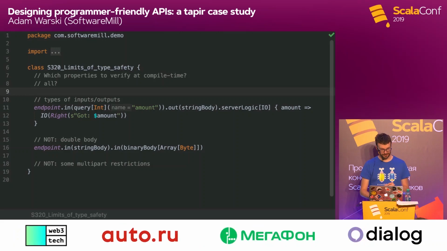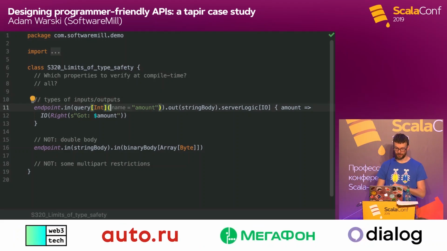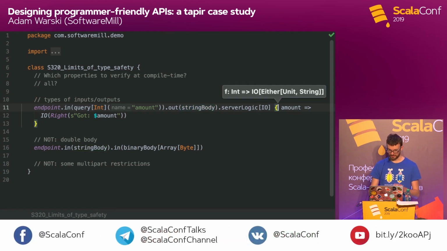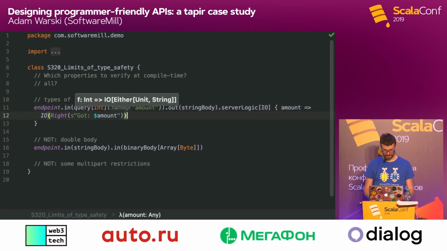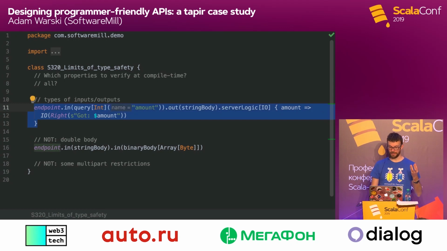So what we verify at compile time, I think, is the most important parts, which is the types of the inputs and outputs. These are the most usable parts, right? So when you have a query that's an integer and a string body, you will actually get the server logic that is parameterized by the right values. Oh, here we output the string body, not input. So we do verify at compile time that the type of the body is actually correct over here, right? So that it matches the description of the endpoint.